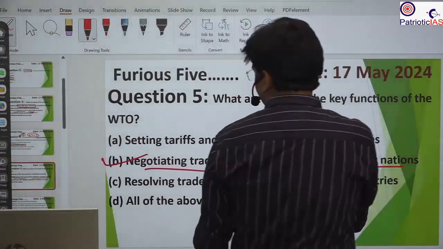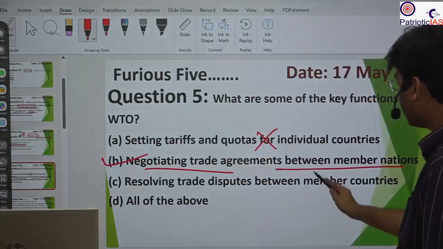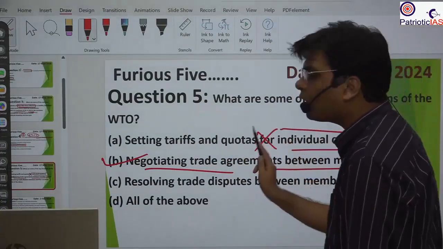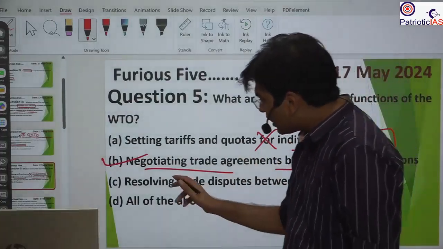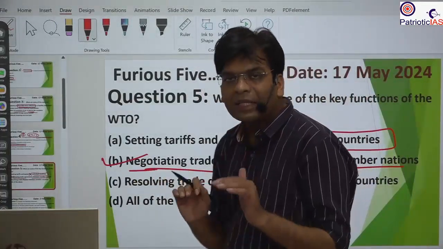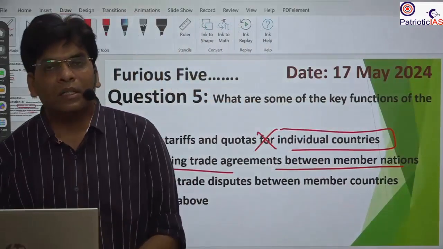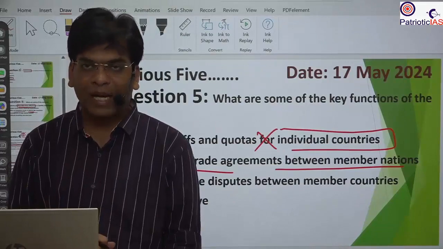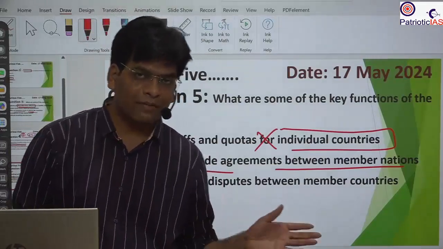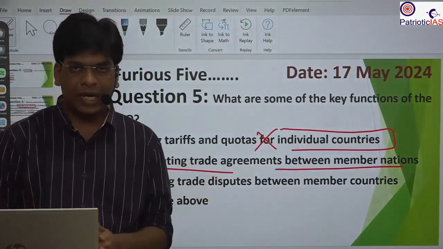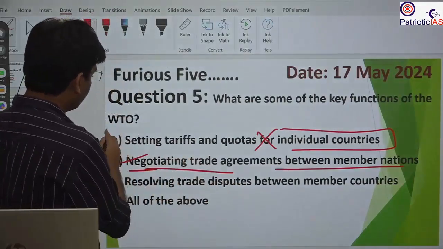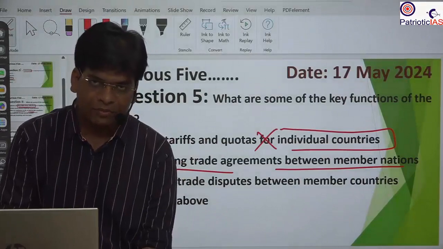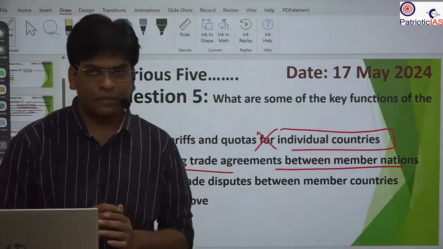A is not correct because setting the tariffs and the quotas of the individual countries is left to the countries, but this should not be discriminatory. They just regulate whether these countries are following rational, unbiased, fair trade practices. Otherwise, if it is left alone, there will be bias, and that is the main work of the WTO: to provide the platform where negotiation on agreements can be achieved. So this is the World Trade Organization. Please remember.